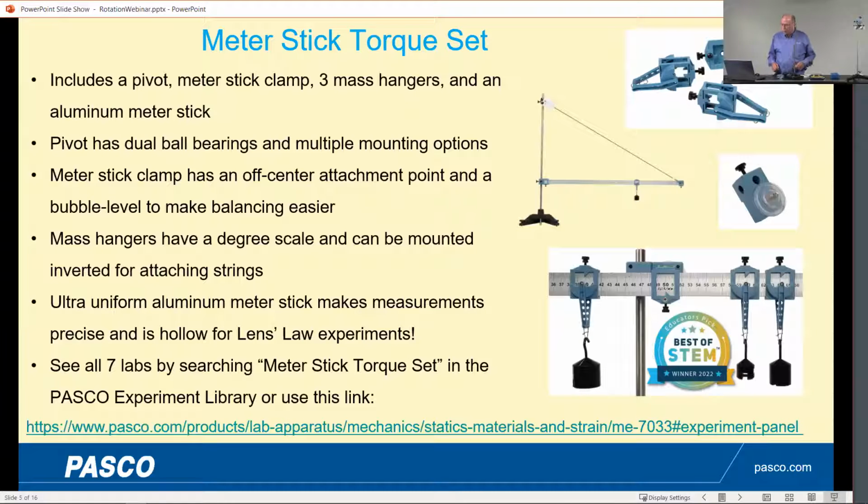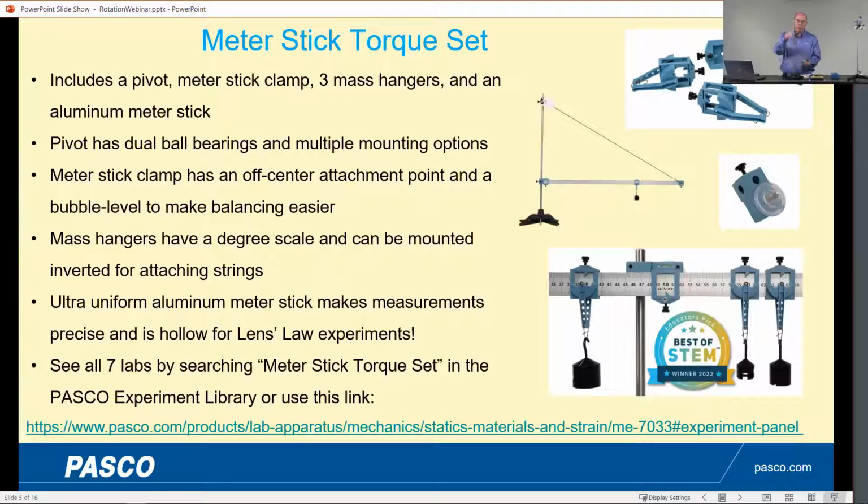So the meter stick torque set, you can see all the stuff that comes with it. One of the most important parts is this pivot that has 2 bearings on it, and I've attached the meter stick clamp to it, which has a little bubble level. And then on the back side is a 3-step pulley. We're not going to use that in this first activity. It really wouldn't matter, but I take it off if I'm not using it. We'll use it in another activity.